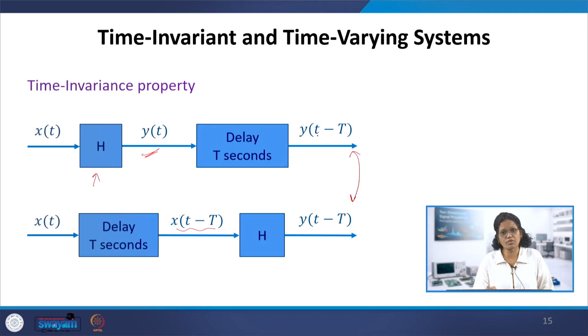That is, irrespective of the time delay, whether it is applied here or here, the output would be the same. For example, if you take a reading today with your device and get some output, and then you take the same reading the next day with some time delay on the same system, the output should be the same. Then it would be a time invariant system. If these two are not the same, then it is a time varying system.